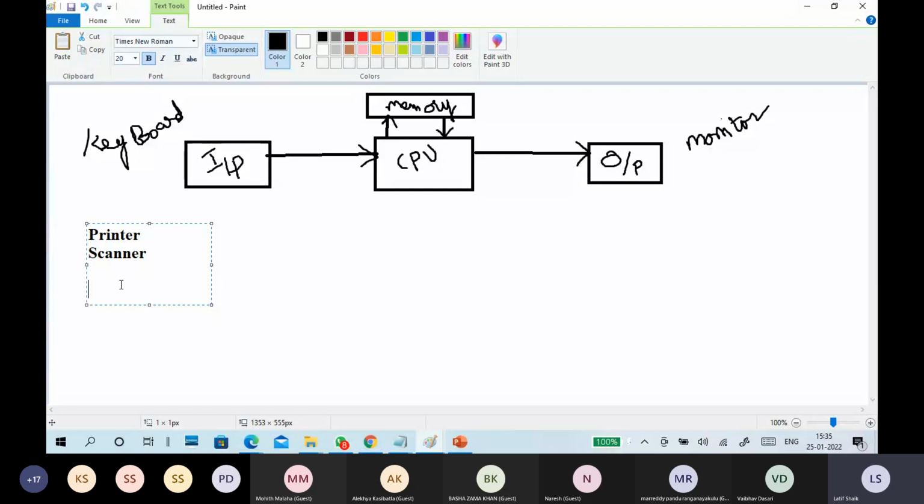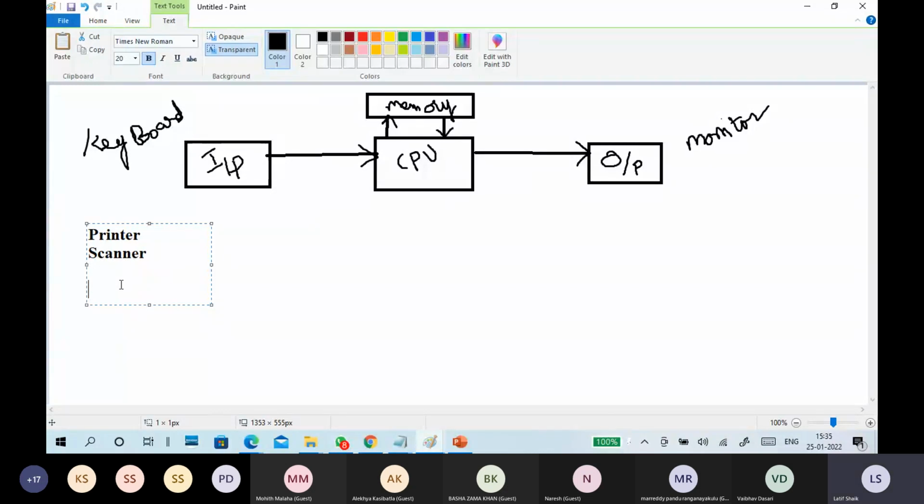Next, scanner. A scanner converts hard copy to soft copy. Like you take a picture, scan it and put the scanned document into your system. That is called a soft copy. Data in the system is soft copy. Data you take as a printout, a physical copy, is called a hard copy. So printer: soft copy to hard copy; scanner: hard copy to soft copy.